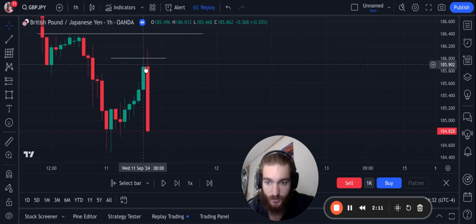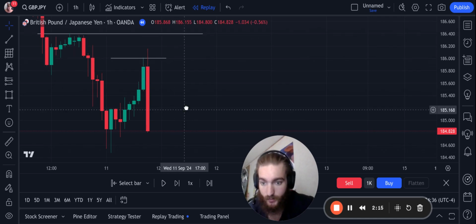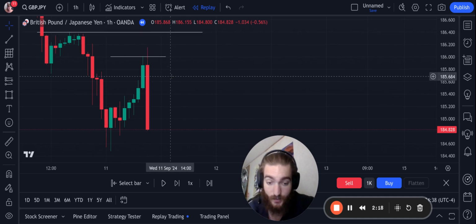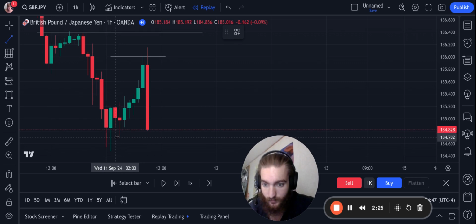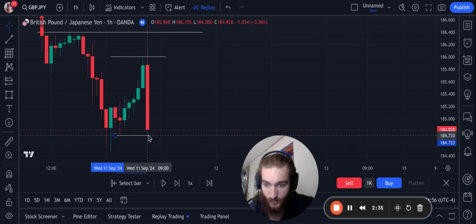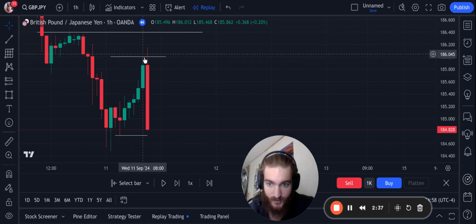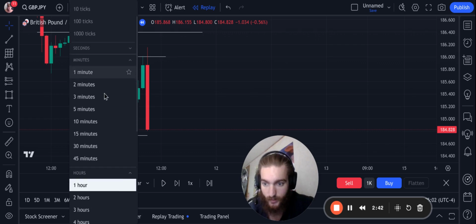Okay, price ends up sweeping these highs here. Does not end up going up here. And price still does not break structure to the downside either. Price did not break this low here. So that still means that whenever I noticed that price swept this high up here, I was looking for a 15-minute break of structure.